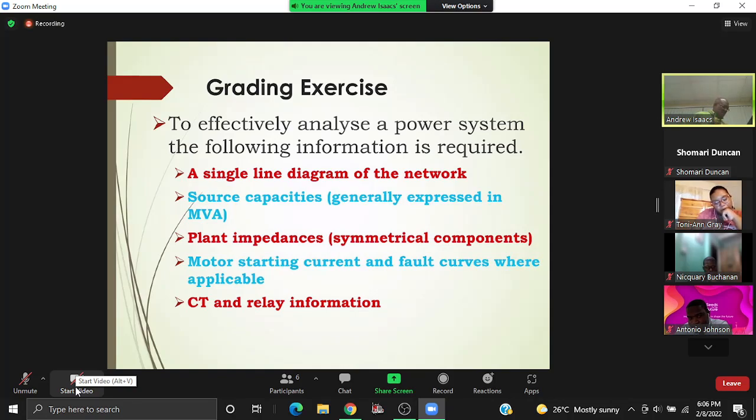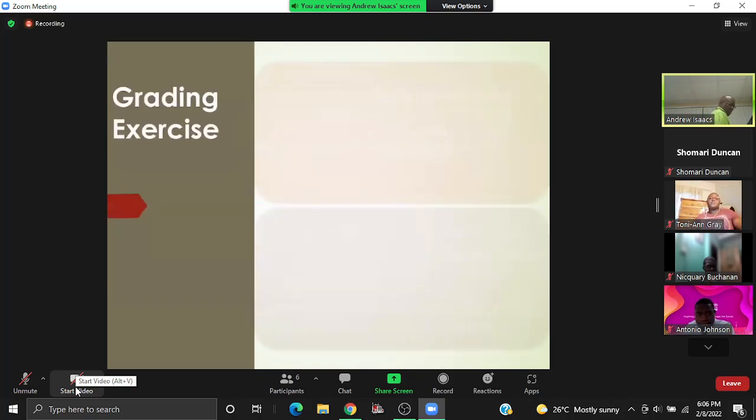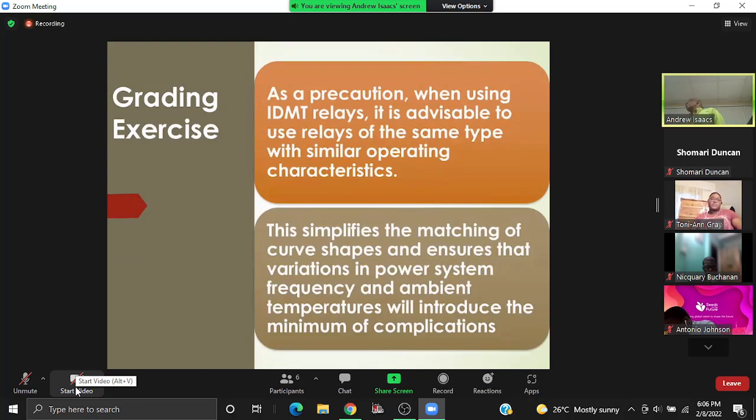Just as a note, when you're using these relays, you want to use relays having the same characteristics. So you're not going to mix IDMT and not IDMT, very inverse and extremely inverse. It's not that it cannot be used. However, in terms of matching the curves, it makes life a lot easier. It's not that it can't be done, just that your calculations would be a lot simpler, and you're selecting based on the difficulty of the calculations that you need to carry out.